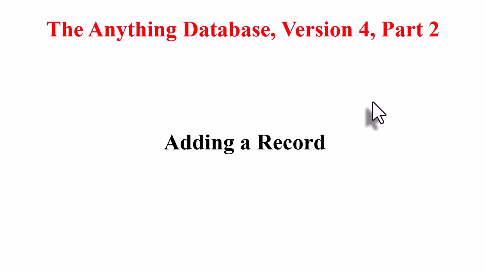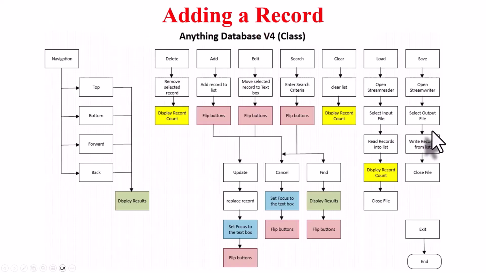So right now we're going to be able to use that class, and the first thing to do in our little Anything Database project is basically add some data to it to see if the class works. So we're going to do that by working with adding a record. And that's what this video is. It's part 2 of the Anything Database version 4, adding a record. As you can see from our hierarchy chart, we have the add sitting right here, and we're going to add records to a list.